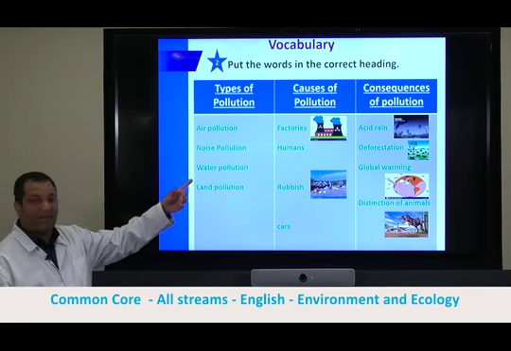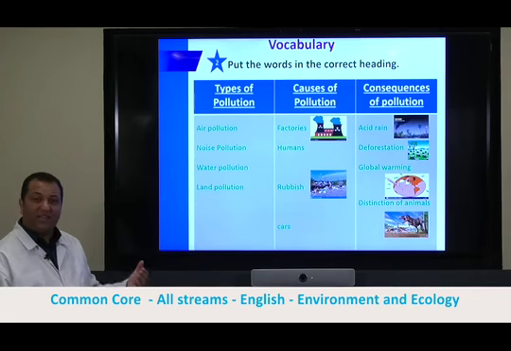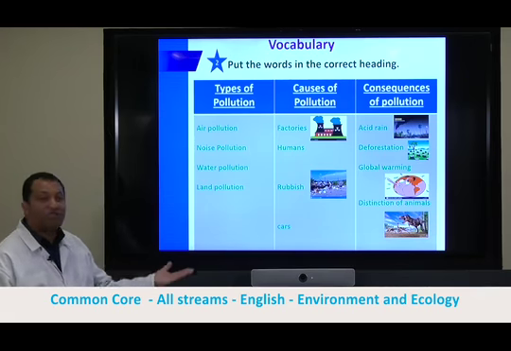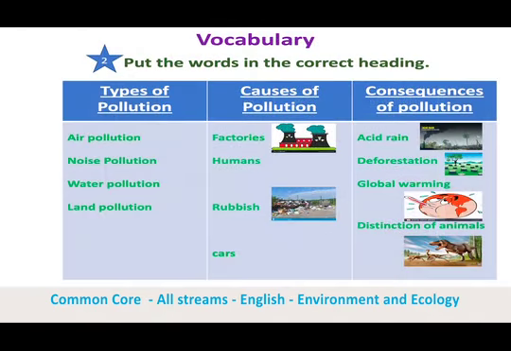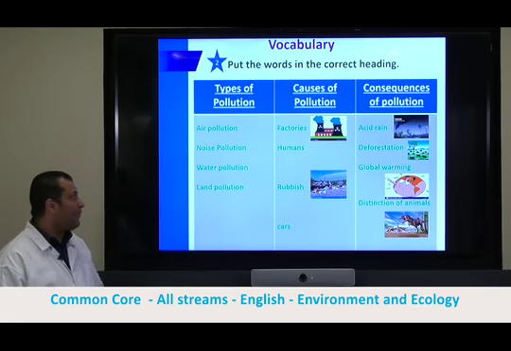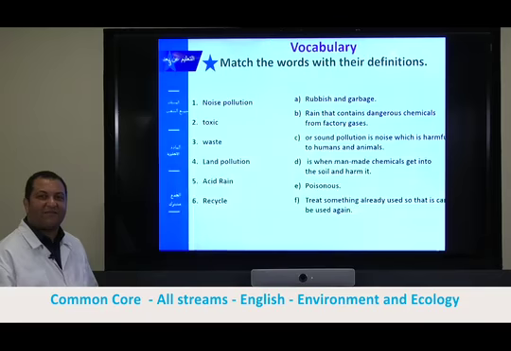As for the consequences, we can talk about acid rain. The photo is in front of you. Deforestation is the fact of cutting trees. It's called deforestation. Global warming, the phenomenon that we have talked about in detail during the presentation of the unit. Extinction of animals, like dinosaurs, for example. Let's move to the next exercise.